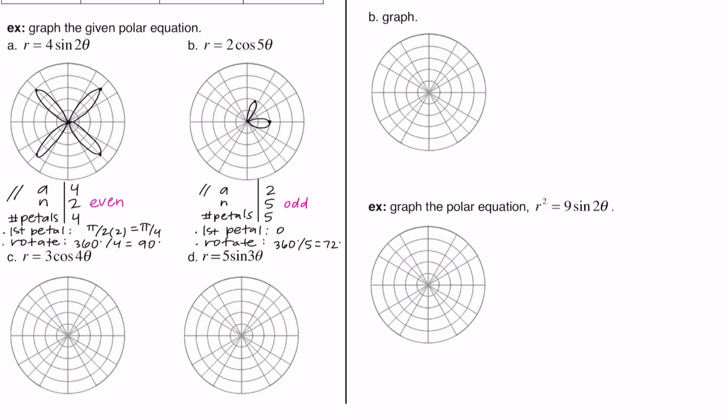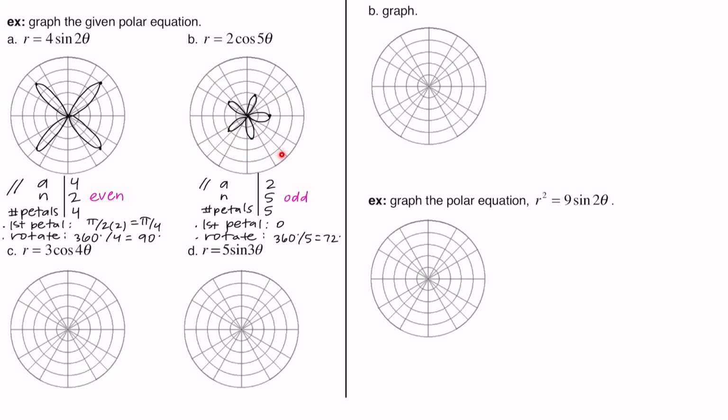And we'll just keep going all the way around so that we get all 5 petals, rotating 72 degrees in between each petal. So 72 plus another 72 would be 144, which is going to fall right around here. And then I'll just keep rotating another 72 degrees to get the last 2 petals. All right, and here's our final rose curve, r equals 2 cosine of 5 theta.